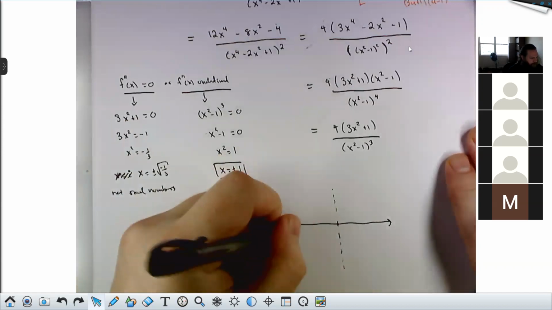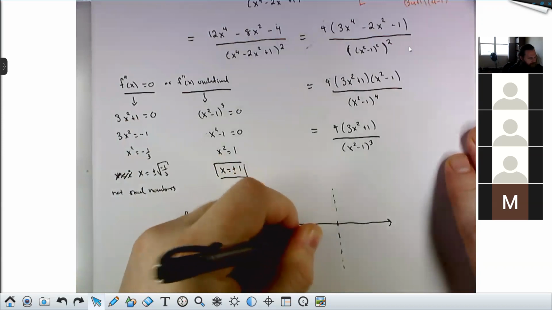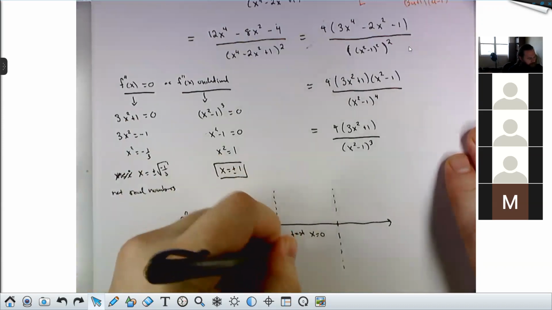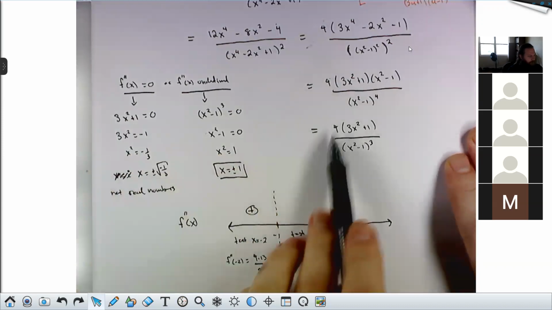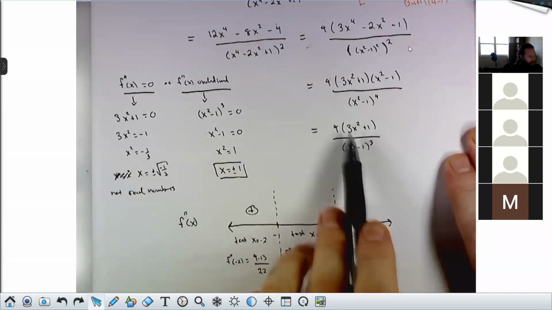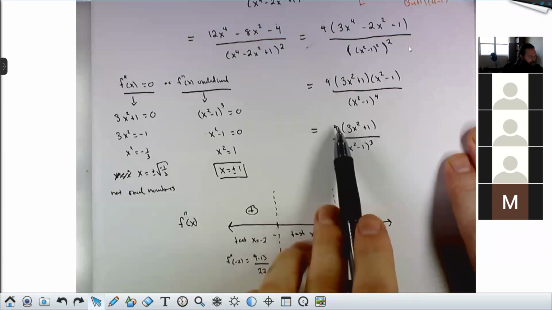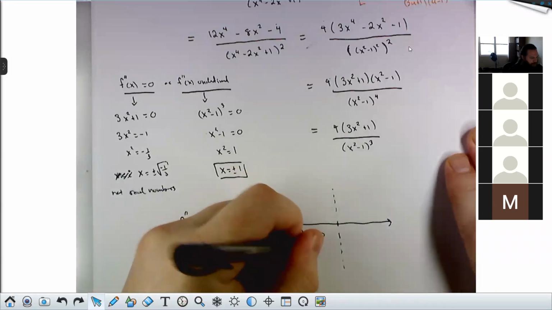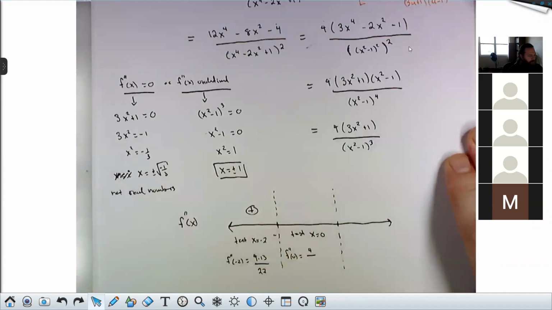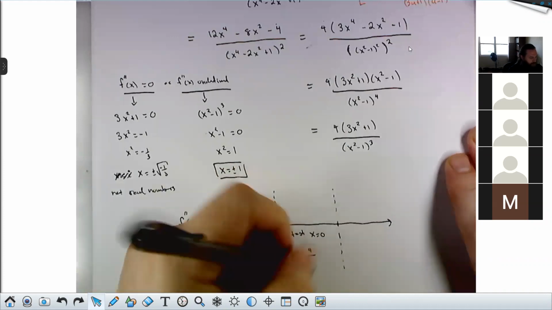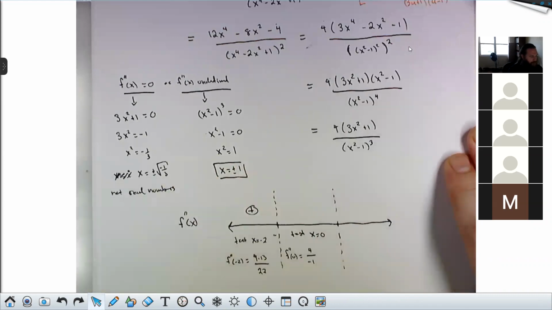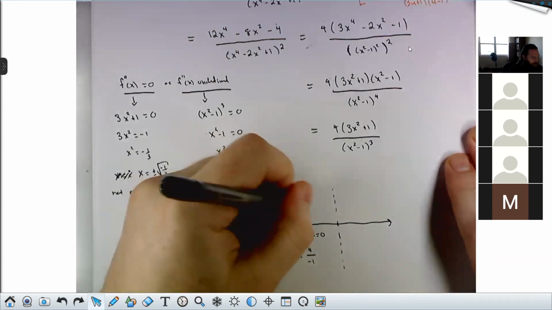Between negative 1 and 1, I could test x equals 0. F double prime of 0 is 4 times, parentheses, 3 times 0 squared plus 1. That's 4 times 1. The top here is 4. And downstairs, I have 0 squared minus 1, which is negative 1 cubed. Negative 1 cubed is negative 1. So this is definitely negative.